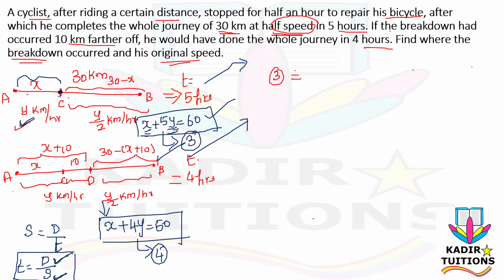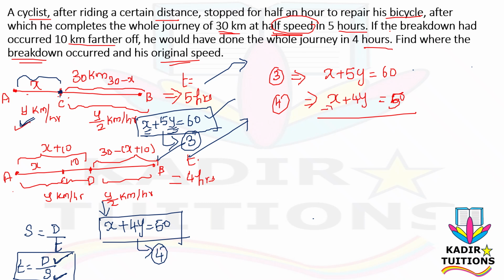So from the third equation, what we got? x plus 5y equal to 60. And from the fourth equation, we got x plus 4y equal to 50. So how can we solve this? No need to multiply anything. We can just change the sign of the fourth equation throughout. So we will get the value for y. So here both x and x get cancelled due to alternate sign, and 5 minus 4 is going to be y, and 60 minus 50 is going to be 10. So we got the y value as 10.